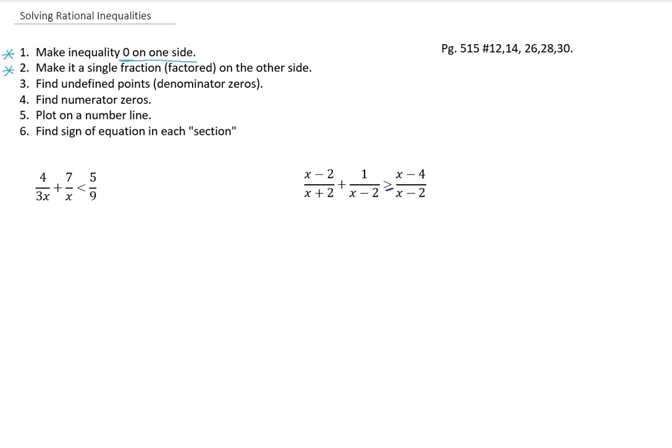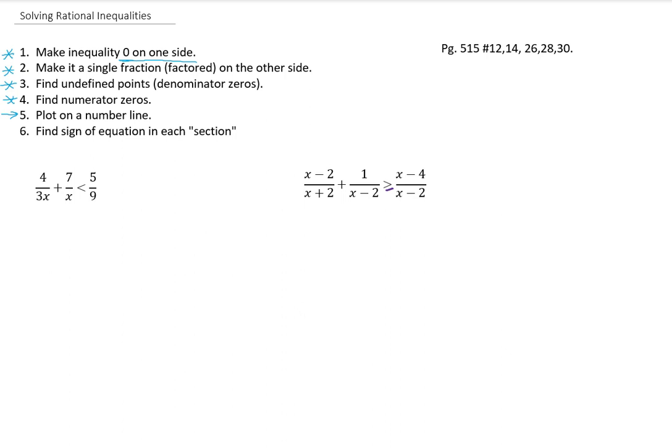And then we'll be able to find undefined points from what makes the denominator 0, and points that make the numerator 0. We're going to plot all of those on a number line, and that's going to determine where the signs could change for the rational expression. We'll be looking for when it's less than 0 or greater than 0, so we'll be able to determine which sections are our solution regions.